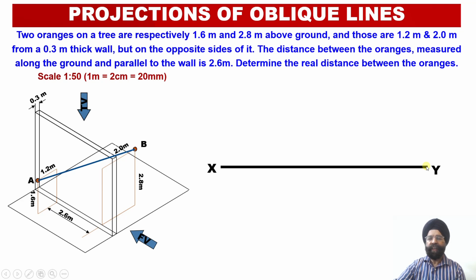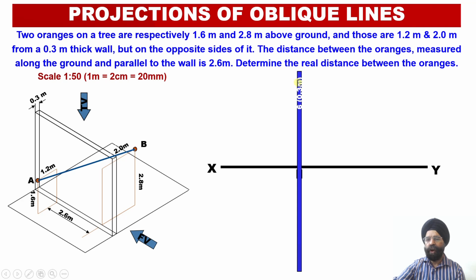So once we draw the XY reference line, now we can check. We have to draw orthographic projections looking from this side as a front view. So if we are going to look at this situation from this side, here we have this wall. The thickness of the wall happens to be 0.3 meter. So using this scale, this thickness we are going to draw as 6 millimeter. So we can see that this is the thickness of the wall, which we have mentioned as 6 millimeter.